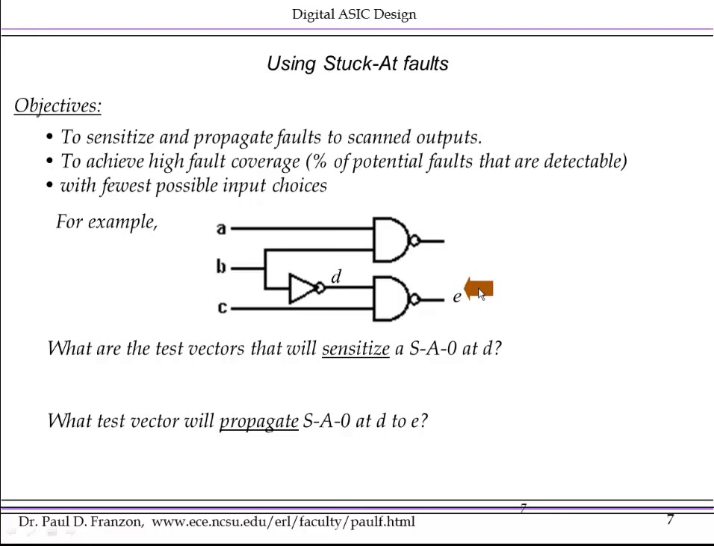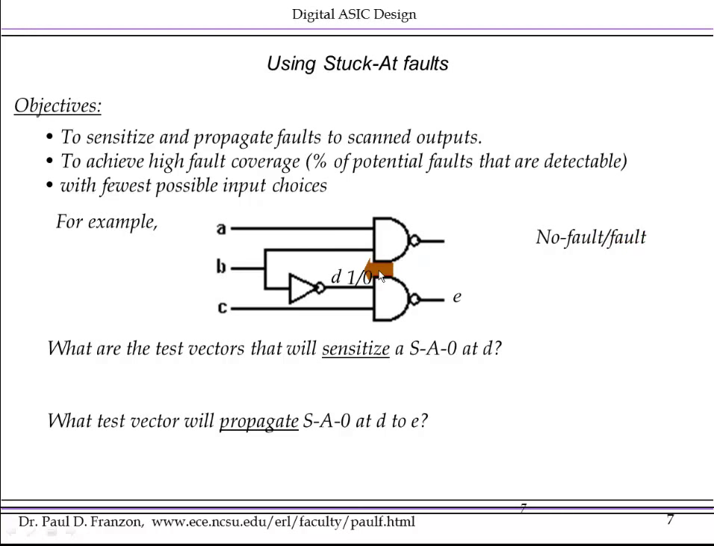So here's an example. What I want to do in this example is detect that node D has a stuck-at 0 fault. To do this, I need to drive D to 1. If I drive D to 1 and it doesn't behave as driven to 1, then that means the fault is actually present. So I'm going to use this nomenclature: no fault dash fault.